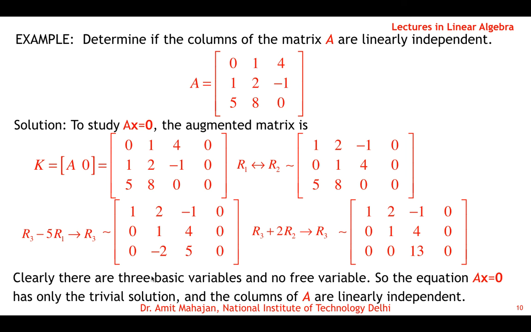Clearly there are three basic variables and no free variable. Remember, basic variables are linked with pivot columns and free variables are linked with non-pivot columns. There is no free variable because there is no non-pivot column. So the equation has only the trivial solution. This equation will be satisfied only for x equal to 0, and so the columns of A are linearly independent.